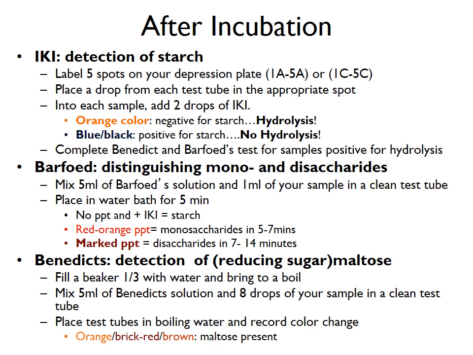So if you have an orange to brick red, brown precipitate or coloration being formed, it means that you have reducing sugar in your sample. The amount of coloration, the changes in the color that you have from green to orange to brick red, will tell you the degree, or the amount, of the reducing sugar that you have in your sample.